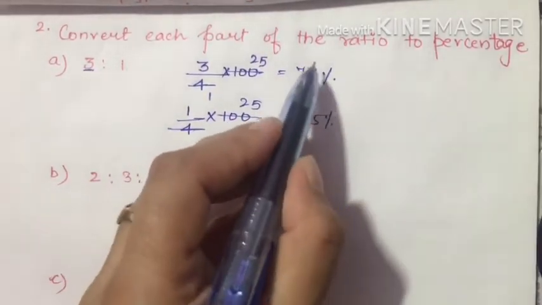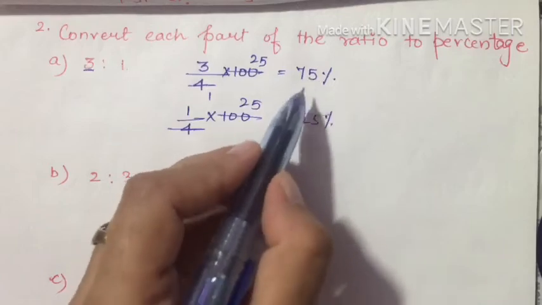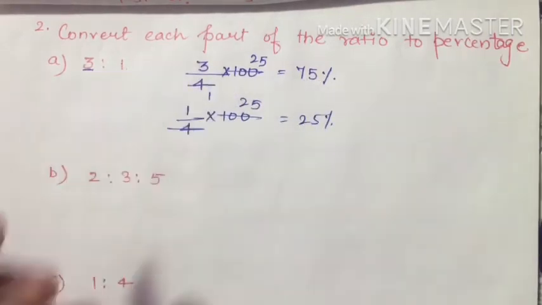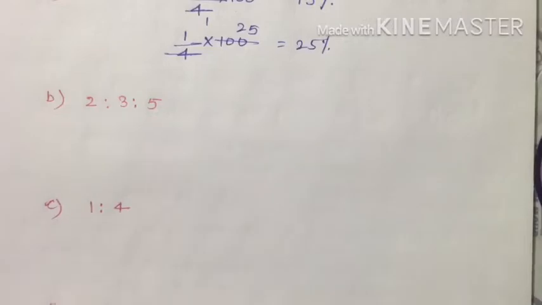If you want to check your answer, the sum should be 100. 75 plus 25, you will get 100. Okay, now we will go for the next part.